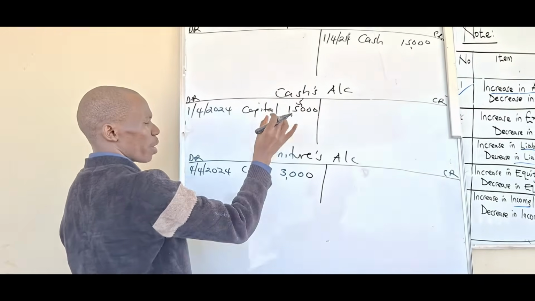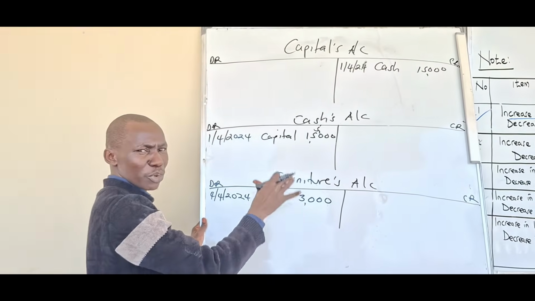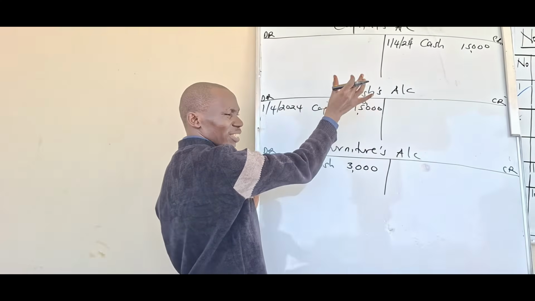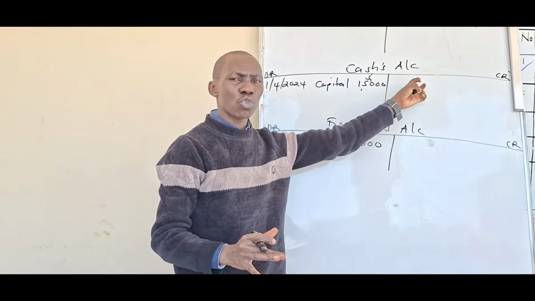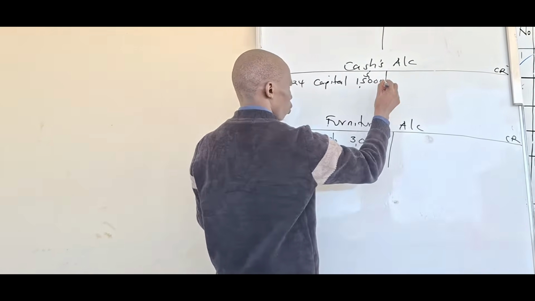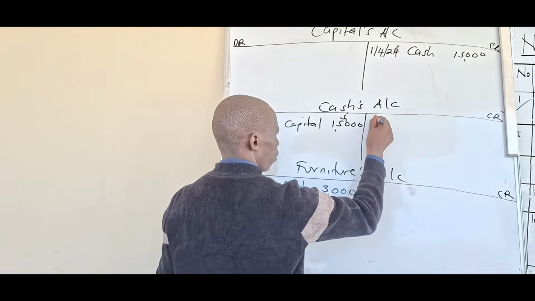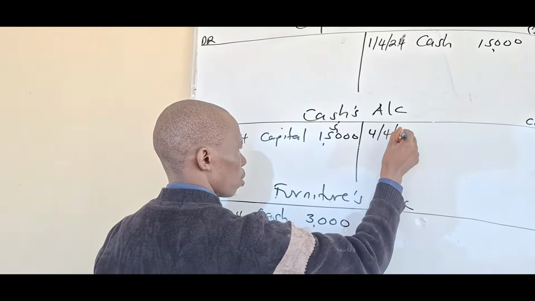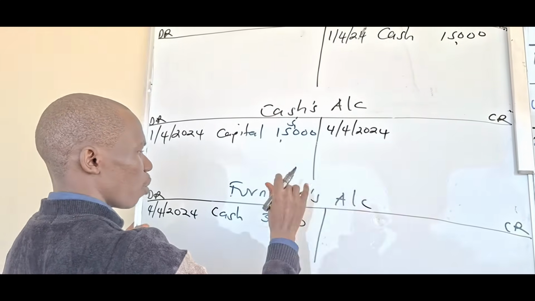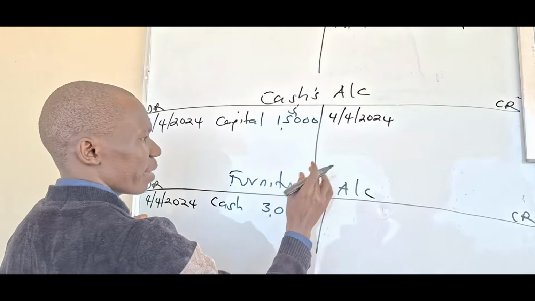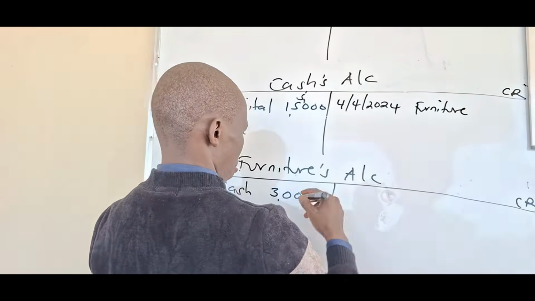As furniture is increasing, your cash is reducing. Why? Because you are using the cash to buy furniture. So you can't have furniture at the same time you keep your cash. Cash has reduced, and as cash is an asset, the moment an asset is reducing, we have to put it on the credit side. So you capture the same information, same day, April 2024. Cash is reducing, to which account? Furniture, because you are buying furniture. How much? 3,000.